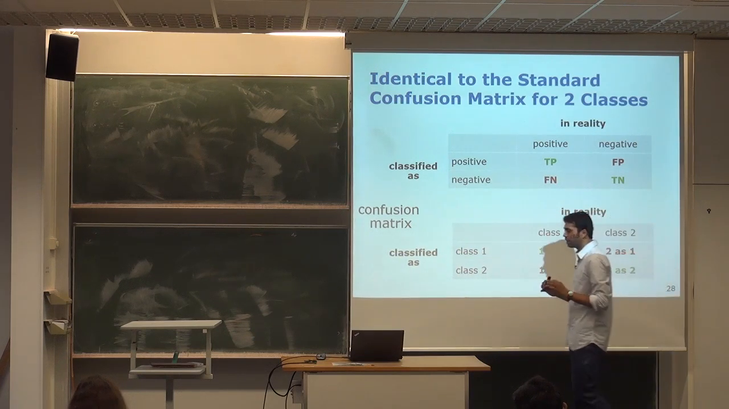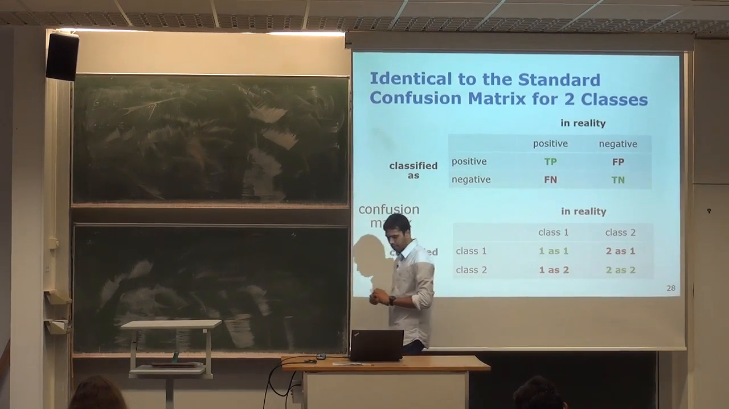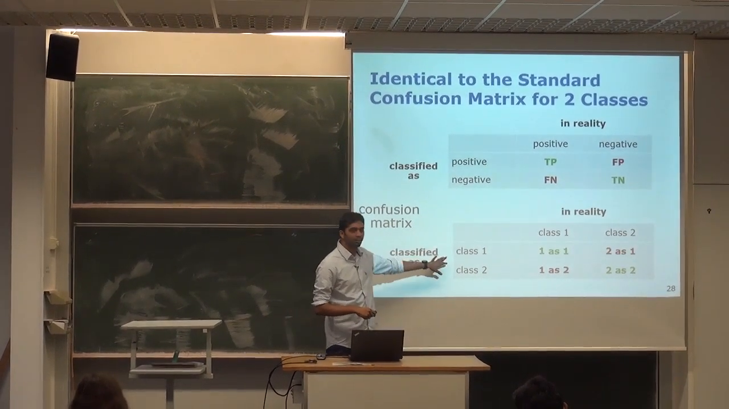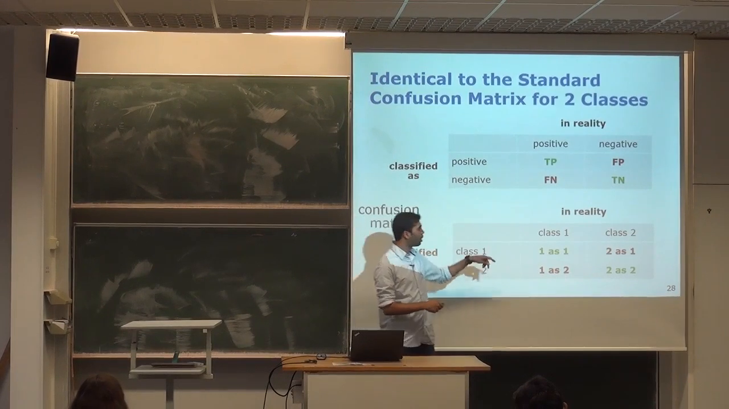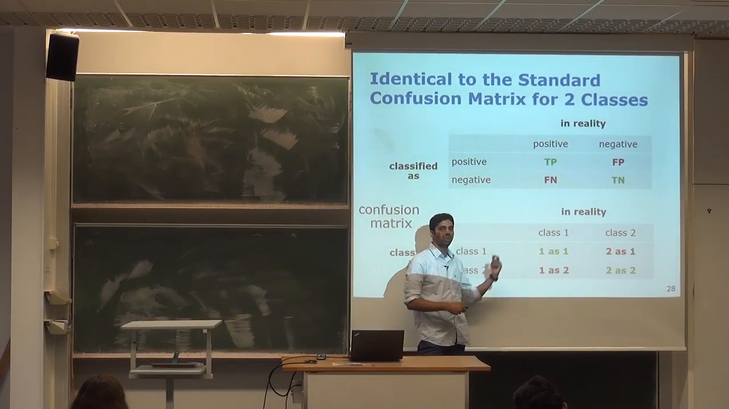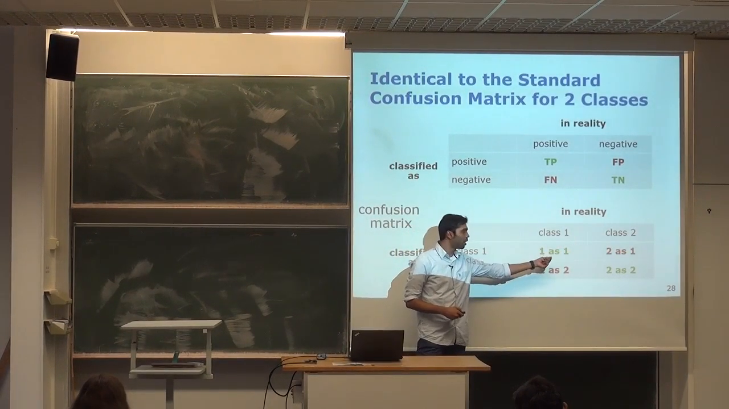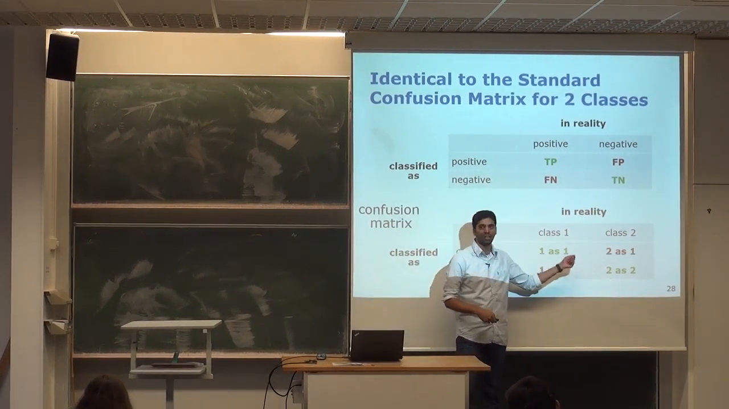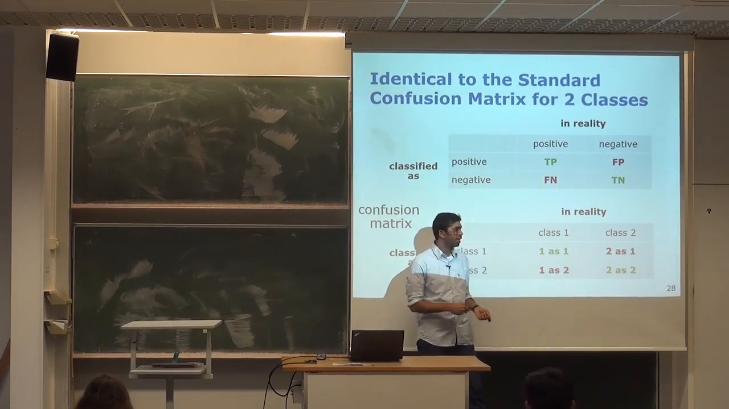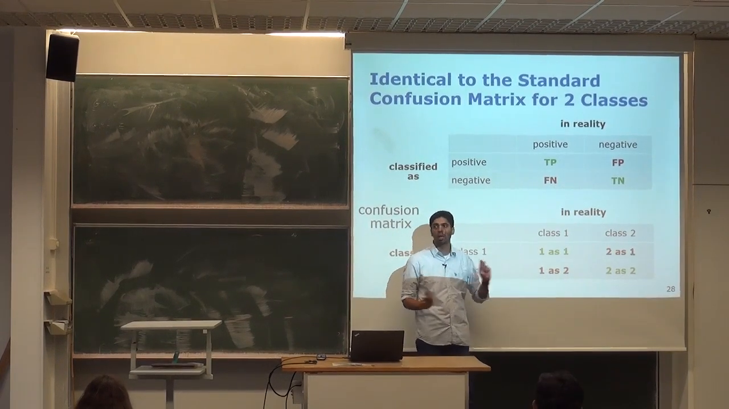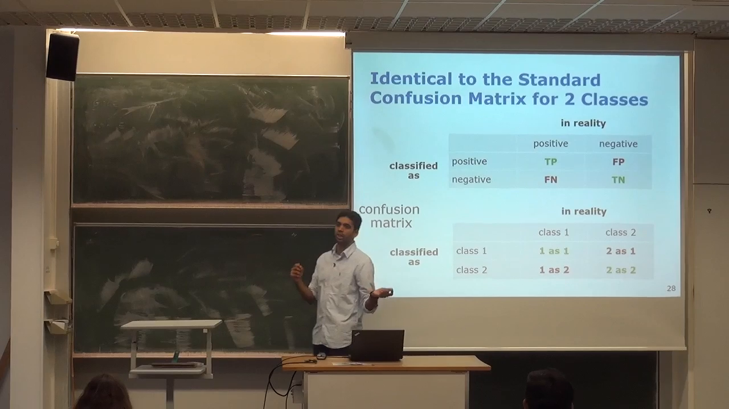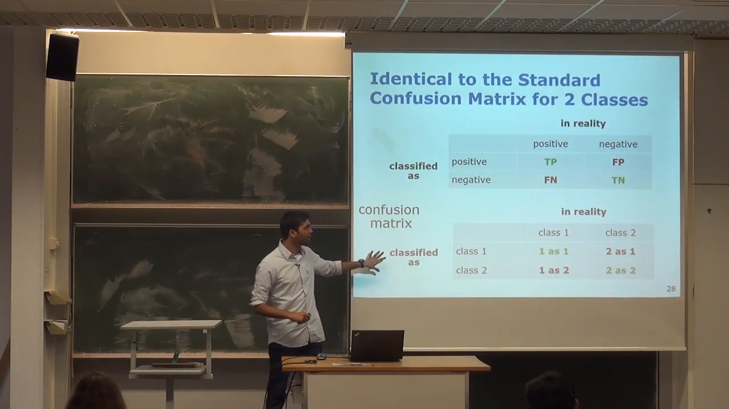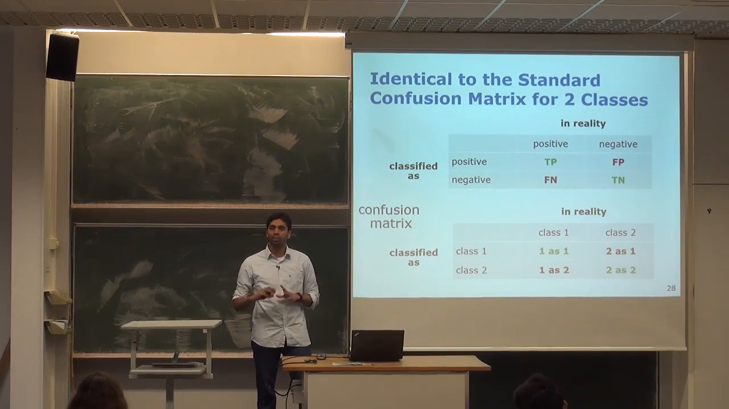And in the special case of binary classification, the confusion matrix is a bit simpler in the sense that the true positives are the places where you classify class 1 as 1, and the true negatives are the ones where you classify class 2 as class 2, whereas the off-diagonals are where you make the errors. So you say class 1 is class 2 and class 2 is class 1.